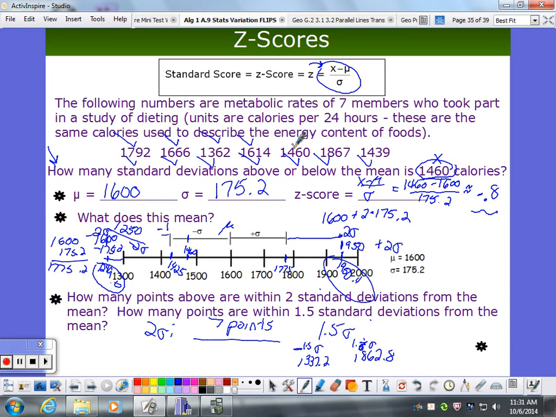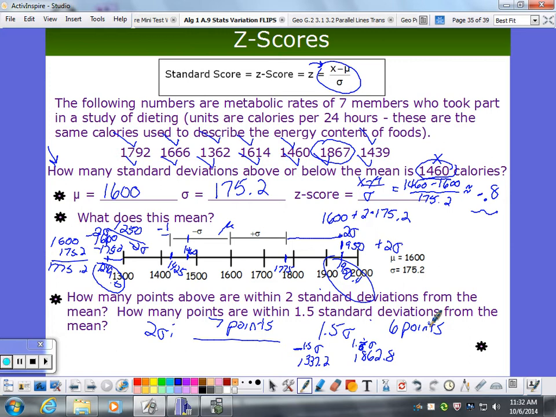Are they all going to branch again? No. This one is above that. If this one works, so only 6 points are within 1.5 standard deviations from the mean. So you're basically counting standard deviations, and they could be fractional. If you have a calculator, that's okay. Question?